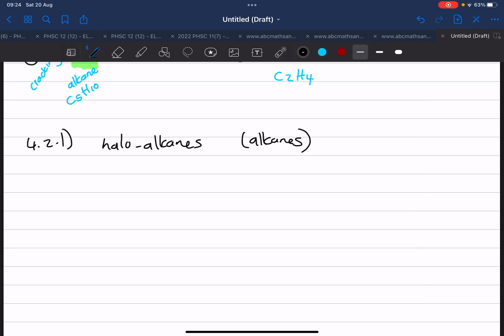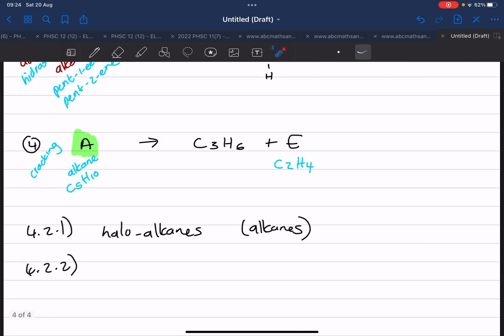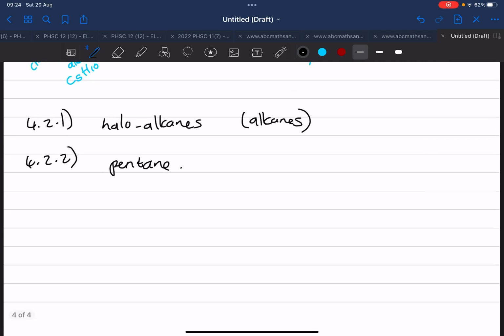Okay. Vraag 4.2. They ask write the IUPAC name of compound A. A het ons gesê is 'n alkaan, 'n alkane, and it has 5. So it will be pentane. Well, okay, toe maar.